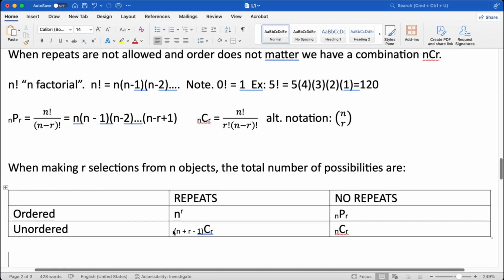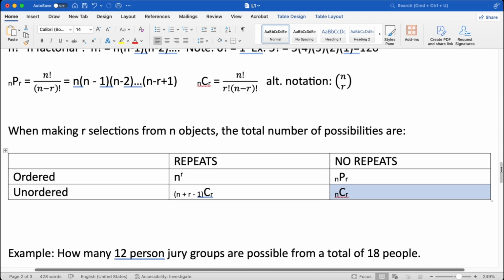Now we're going to skip over the repeats-unordered case. That's the most complicated one. We'll cover that in lesson 2. If repeats are not allowed and order does not matter, we have a combination, nCr, and we have an example of that here. How many 12-person jury groups are possible from a total of 18 people? If we're selecting a jury of 12 from a pool of 18 people, repeats would not be allowed. We cannot use the same person twice. And the order the people are selected does not matter as long as we have a total of 12. So this would be an example of a combination.